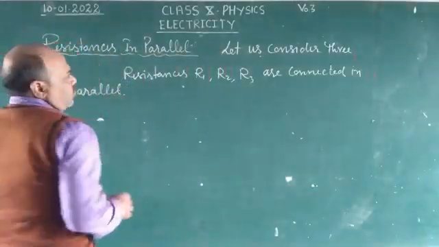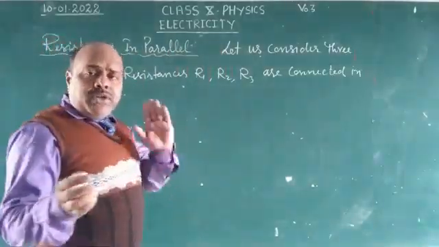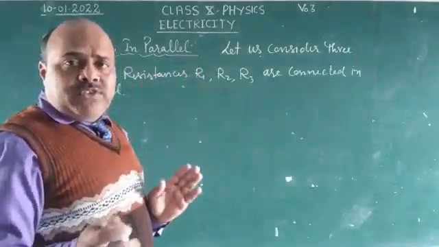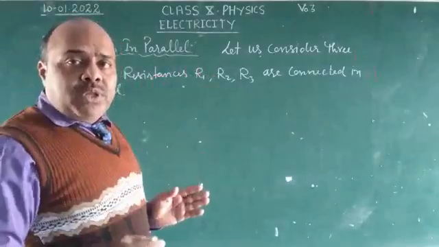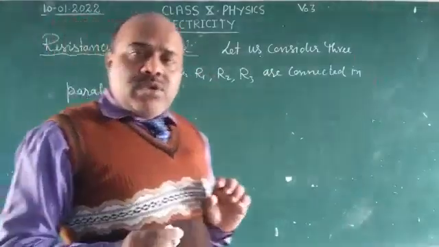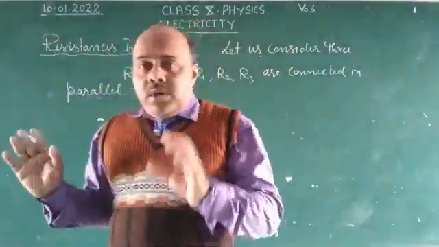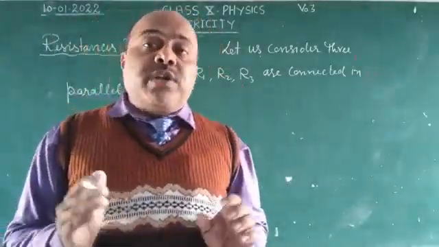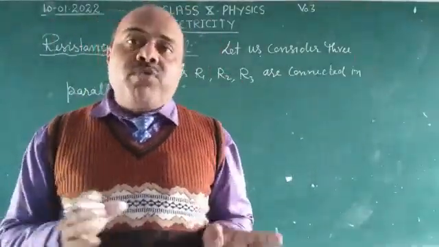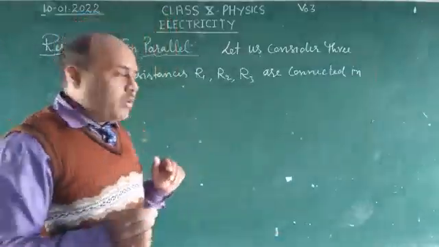And then the first end of all the resistances is connected to the first common point, and the other end of all the resistances is connected with the other common point. Here, friend, the potential difference applied across the ends of the resistances is the same, but the amount of current is different in this combination.